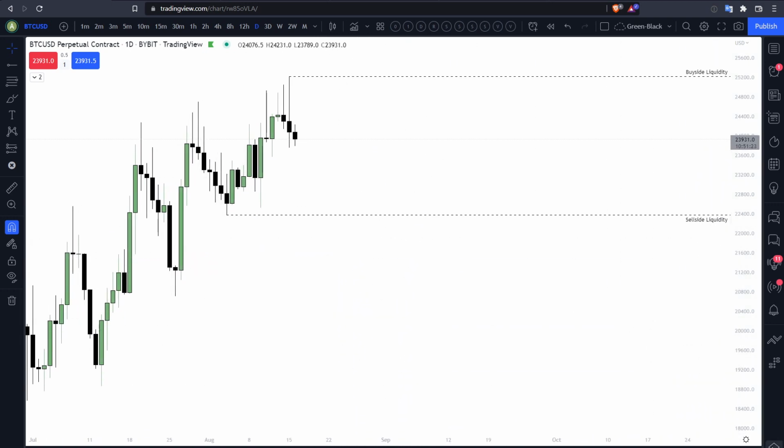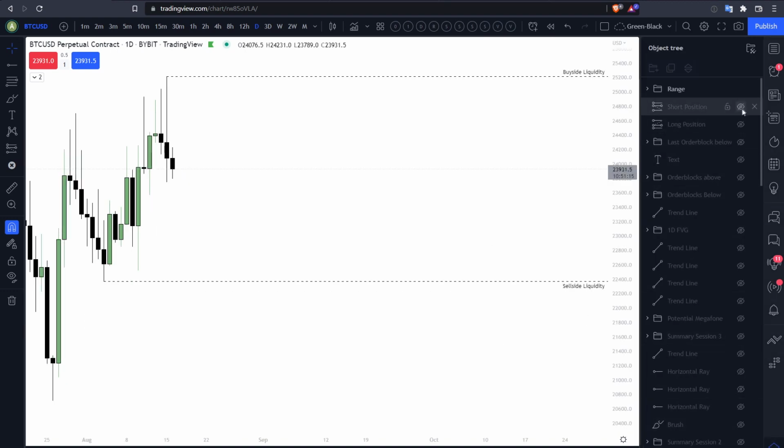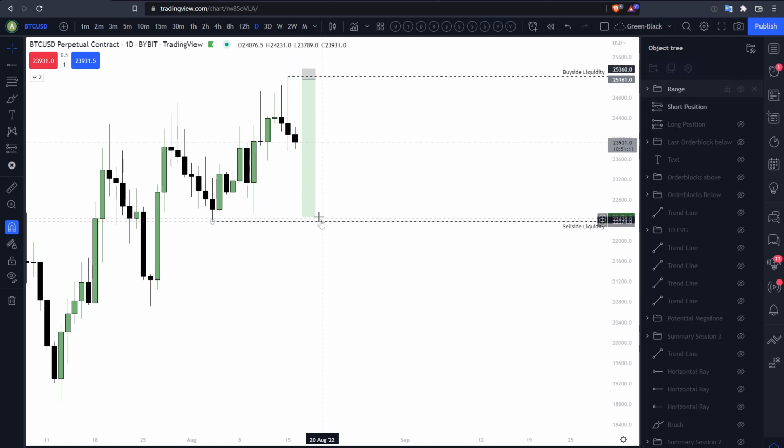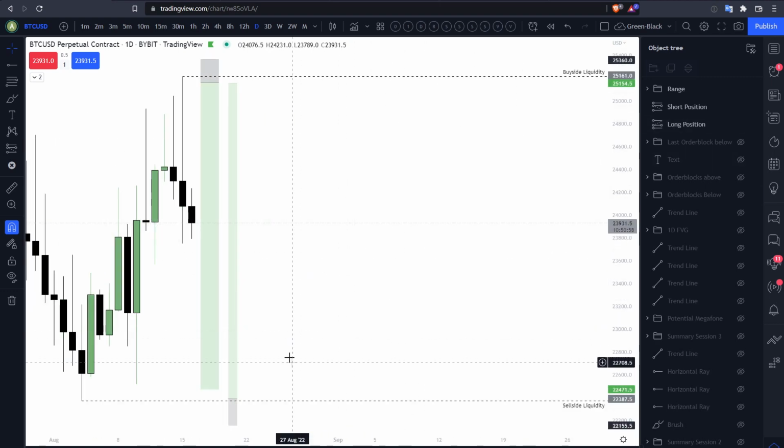Now if the price goes up, creates a reversal pattern here, then I have a short setup. If the price goes down to this sell side liquidity, creates a deviation, gets back, in other words creates a reversal pattern, then I have a possibility for a long setup.